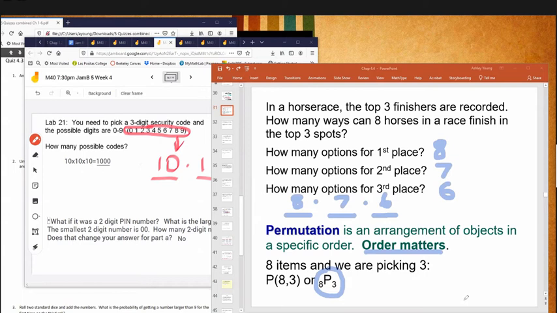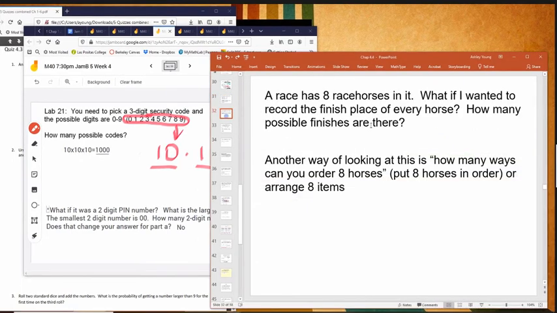Now, what if I wanted to record the finish of every horse? How many possible finishes are there? So, how many horses am I picking? 8. 8 spots. So, draw the lines. It makes your life easier. I'm picking 8 of them, so I'm going to draw 8 spots.